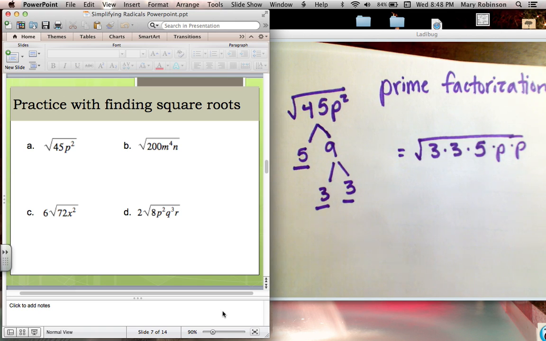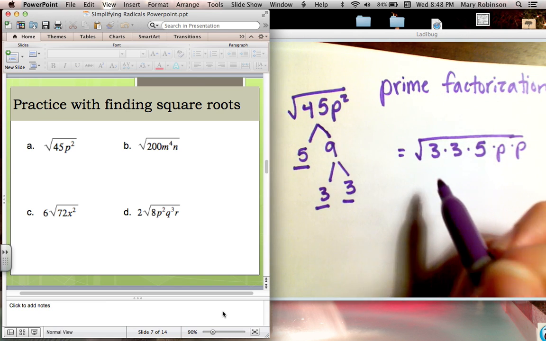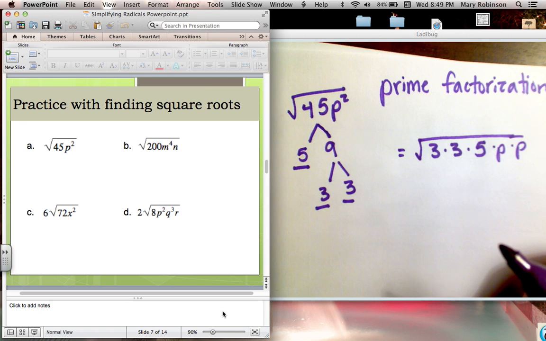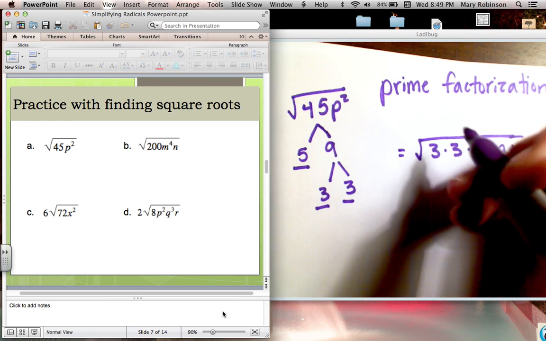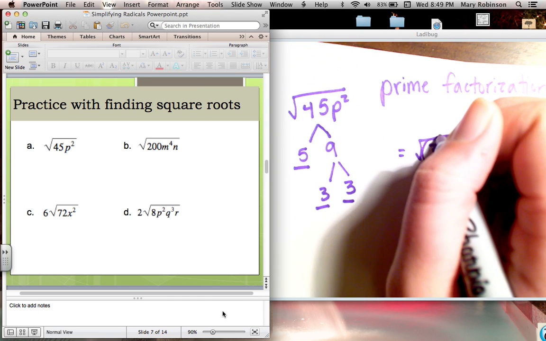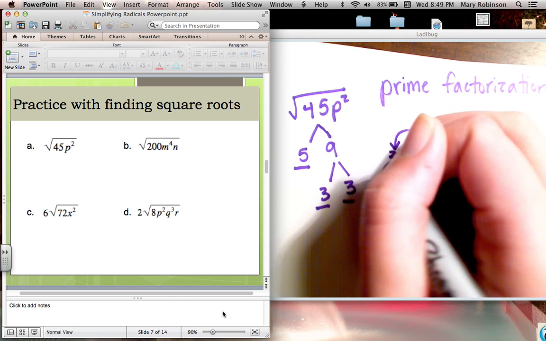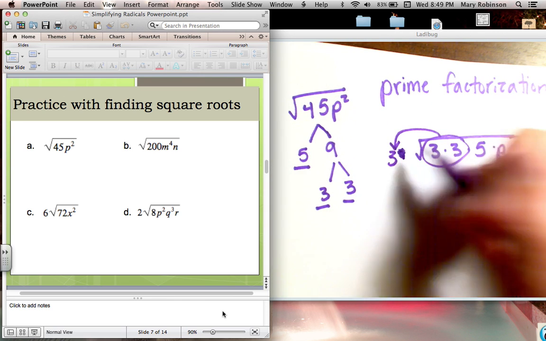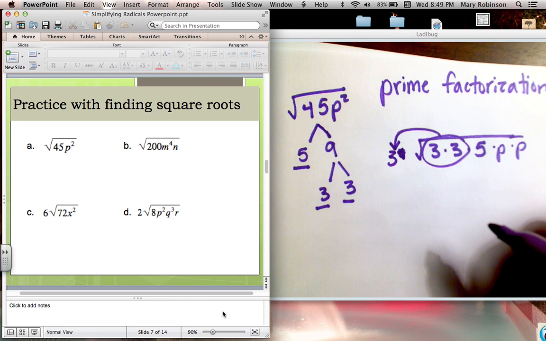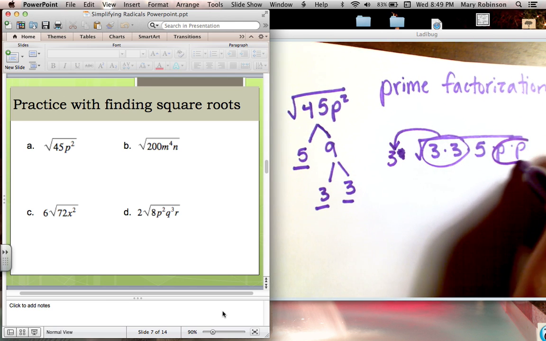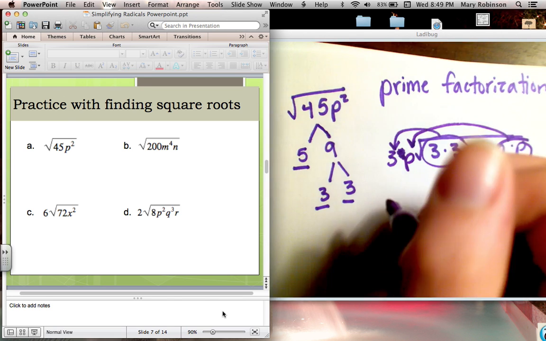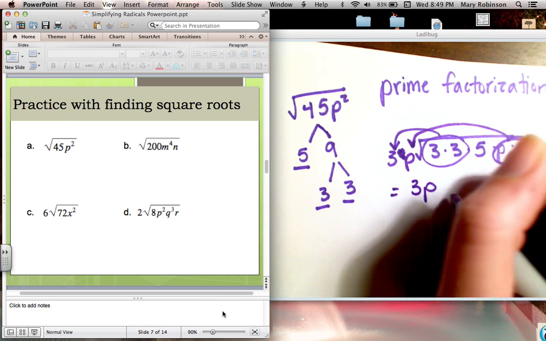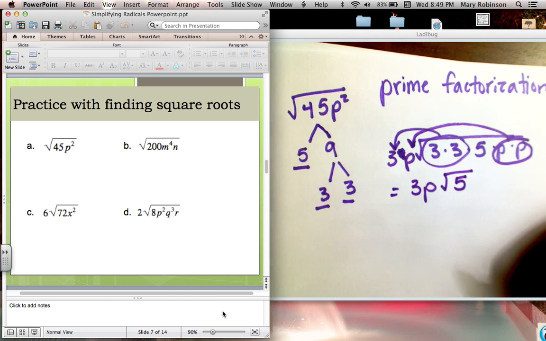And the way we simplify this is, a square root means that it takes 2 of a number in order for it to come out. So, for example, we have 2 3's here. So when we take the square root, we have those 2 3's. One of them can come to the outside of the square root. Same goes for one of the p's. We have 2 p's, so because we have them under a square root, we can bring that out. So then we're left with 3p square root of 5.